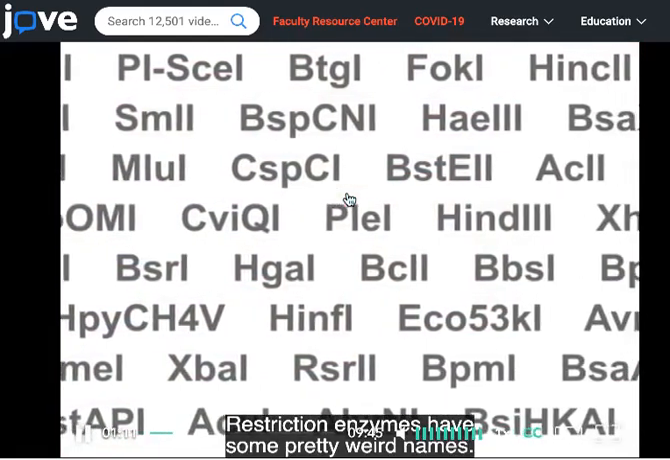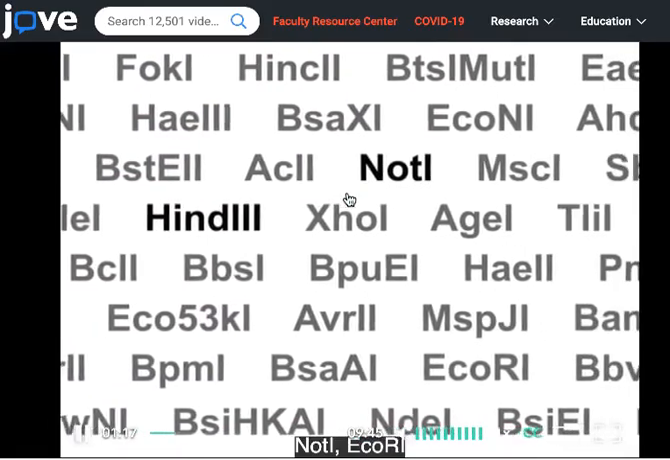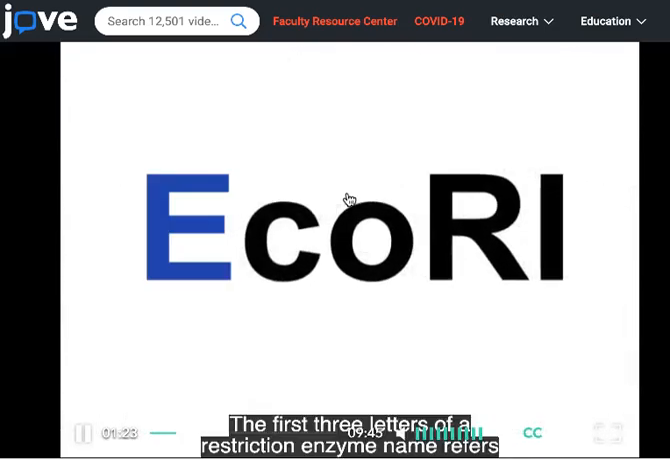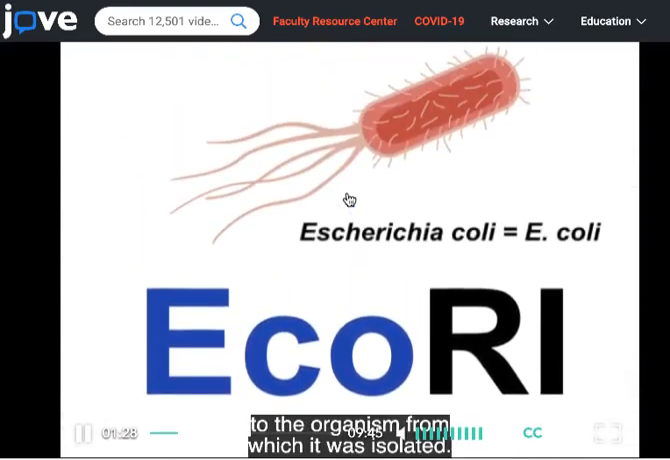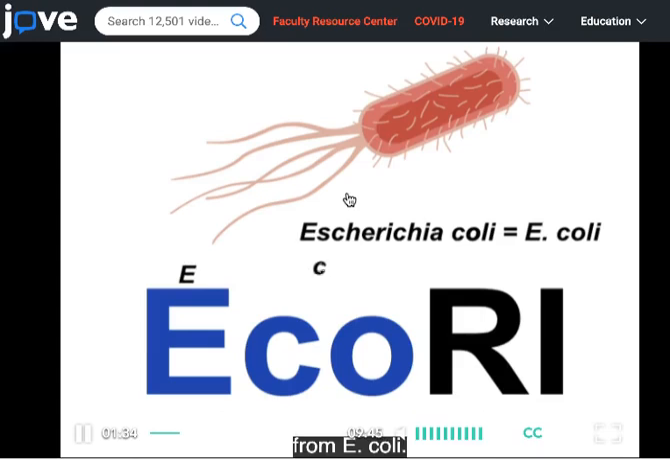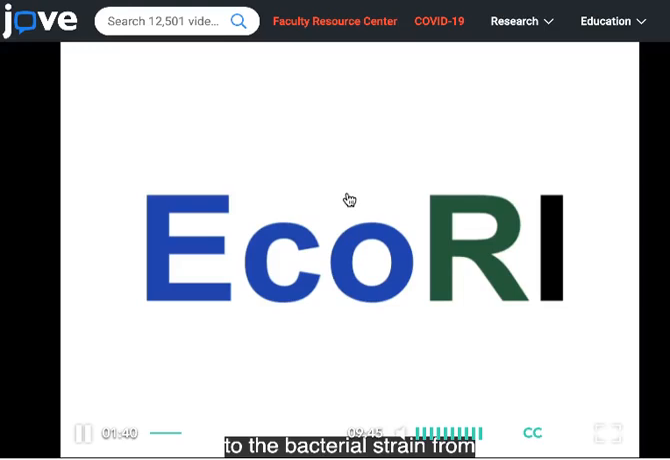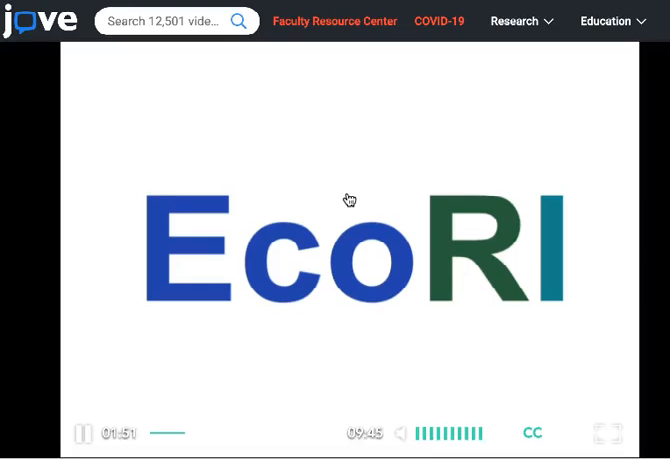Restriction enzymes have some pretty weird names. For instance, HindIII, NotI, EcoRI, and BamHI. The first three letters of a restriction enzyme name refer to the organism from which it was isolated. For example, the restriction enzyme EcoRI was isolated from E. coli. The fourth letter, if necessary, refers to the bacterial strain from which the enzyme was isolated. The Roman numeral indicates whether it is the first, second, or third enzyme isolated from that particular organism.